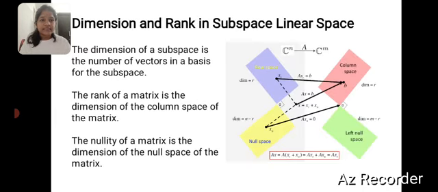Dimension and rank in subspace linear space. The dimension of a subspace is the number of vectors in a basis for the subspace. The rank of a matrix is the dimension of the column space of the matrix. The nullity of a matrix is the dimension of the null space of the matrix.